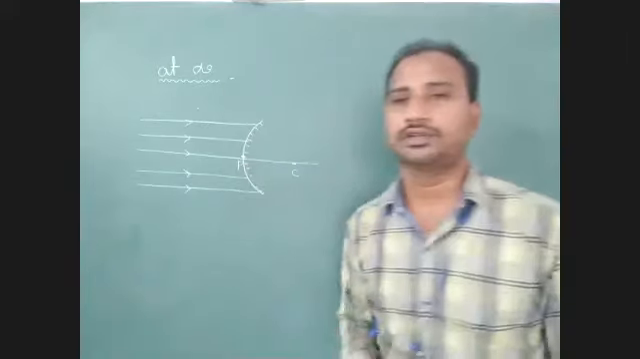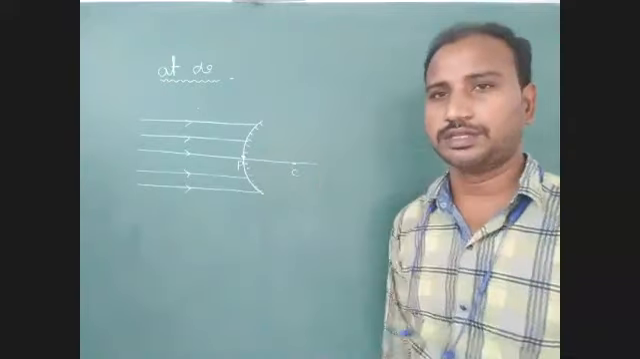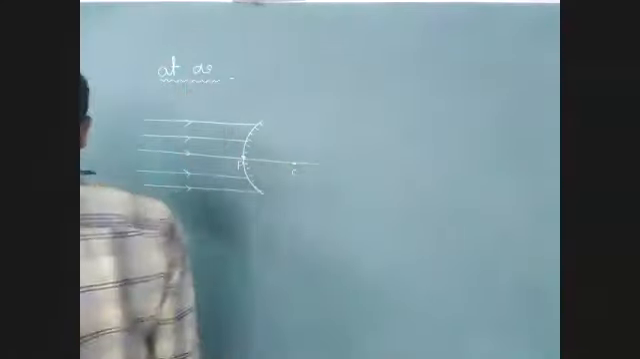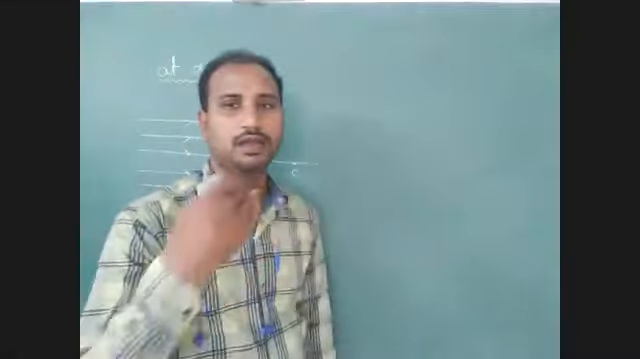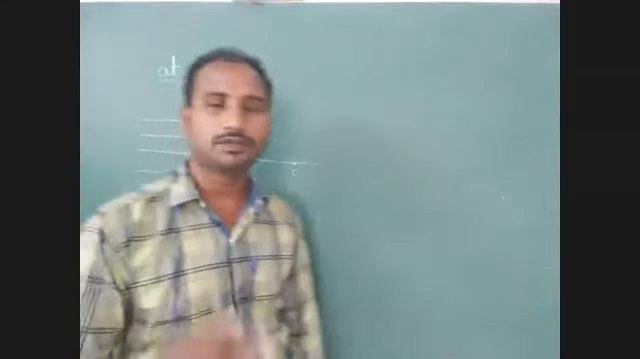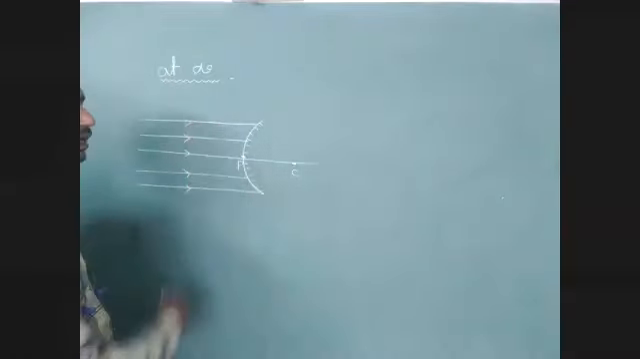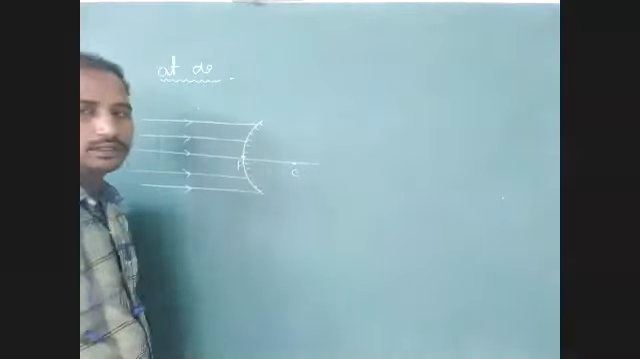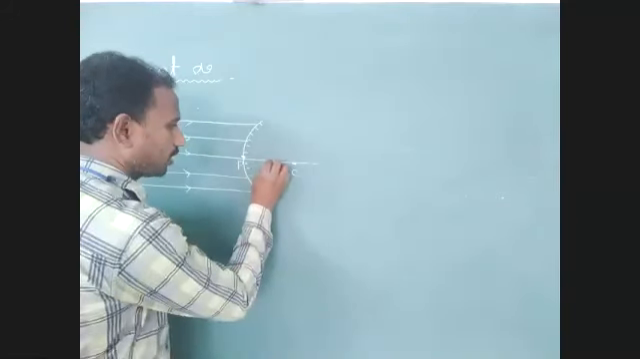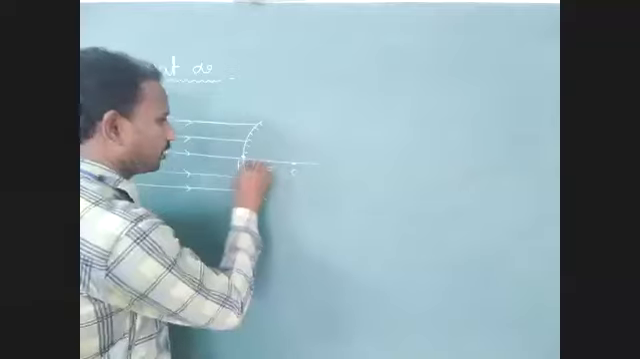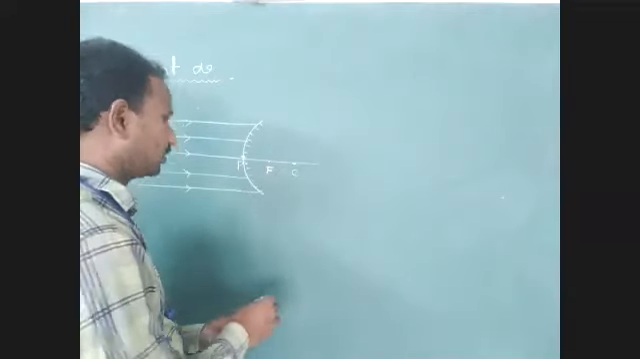Now we have to find the image formation point with the help of rules. What is rule one? If any ray of light is parallel to the principal axis, after reflection, the reflected ray appears to come from the principal focus. Yes or no? Here all incident light rays are parallel to the principal axis. Now identify the principal focus. Exactly, we consider the principal focus between the pole and the center of curvature. Now we have to draw the reflected rays.